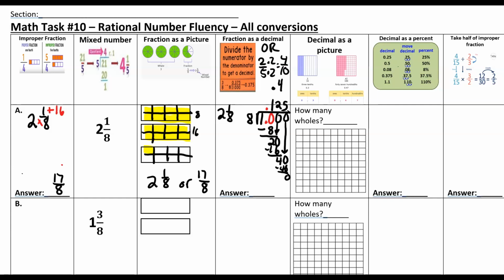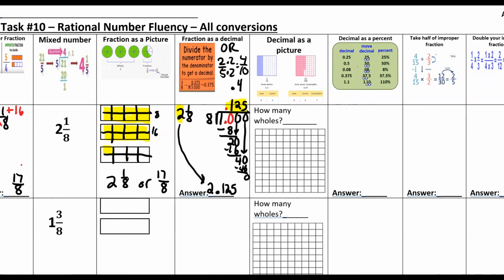So my answer is not 0.125, that's just the decimal part of my answer. I can't forget my whole number of 2. It was 2 1/8. 1/8 is 0.125. 2 is the whole number that it has, so 2.125. All right? When we go over to our picture for our decimal, again, just like we did yesterday, we have 2 wholes.